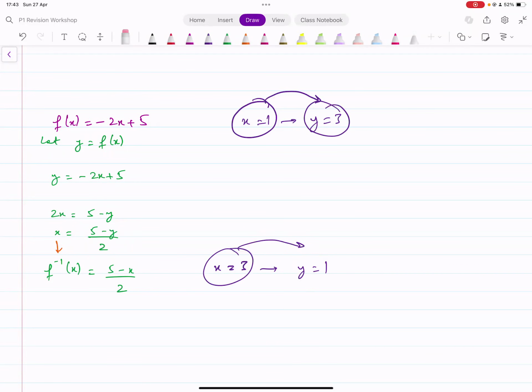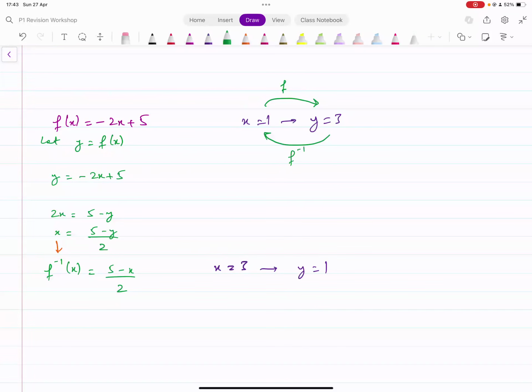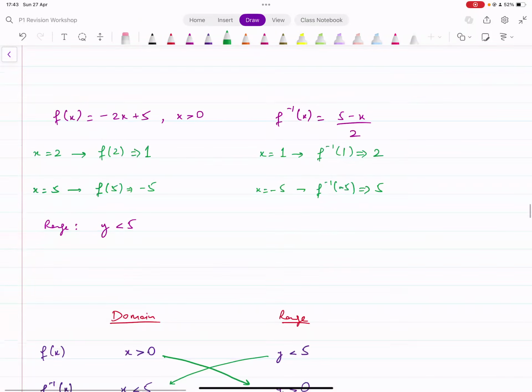So it basically does the opposite of this. Going in this direction from 1 to 3, we had to apply f. If we wanted 1 from 3, we apply the inverse function. So x and y basically interchange in the inverse function. Okay, so their domain and range also reverse like this.